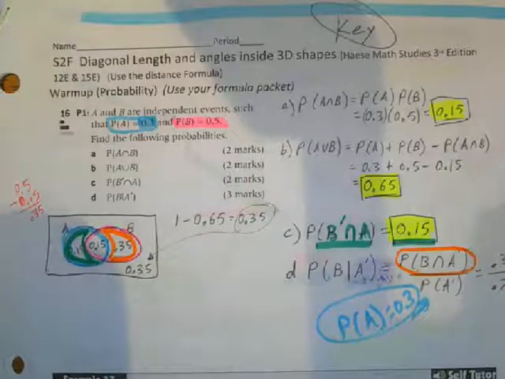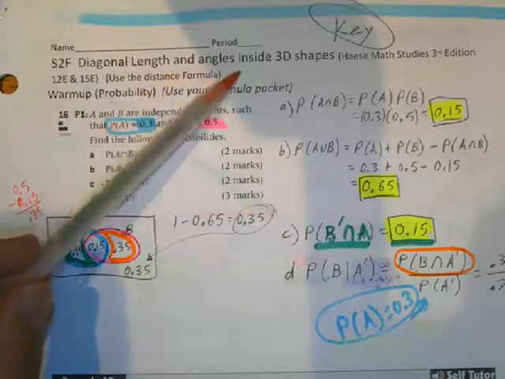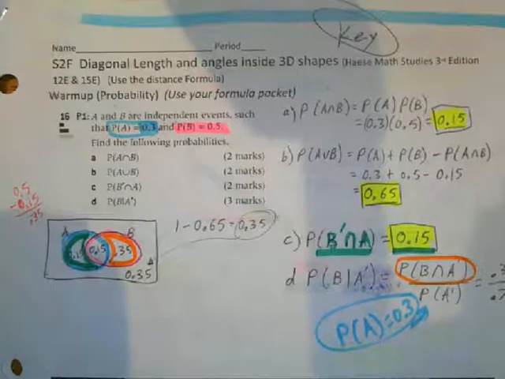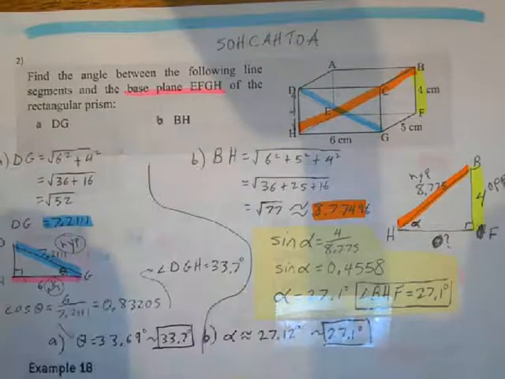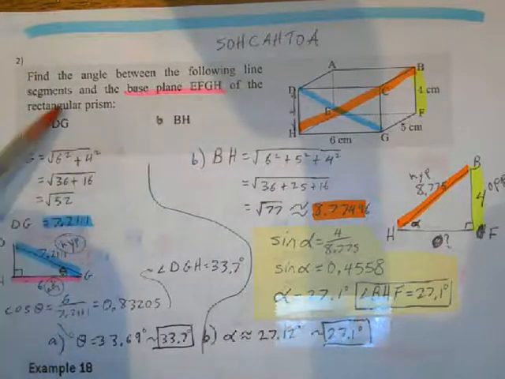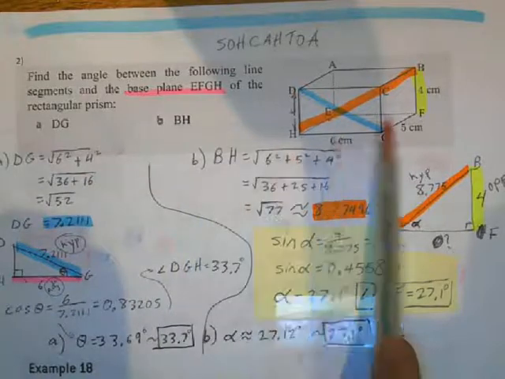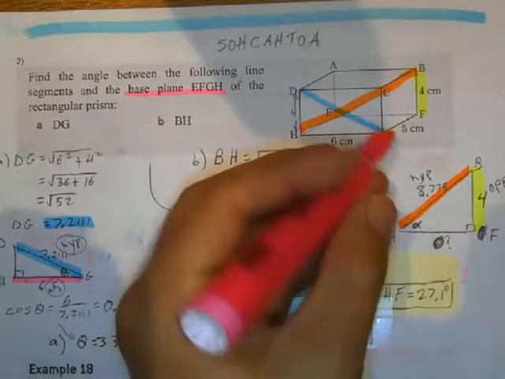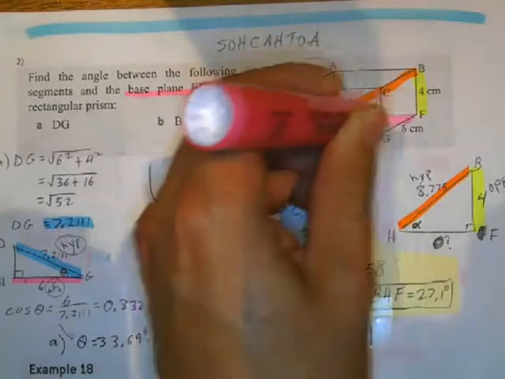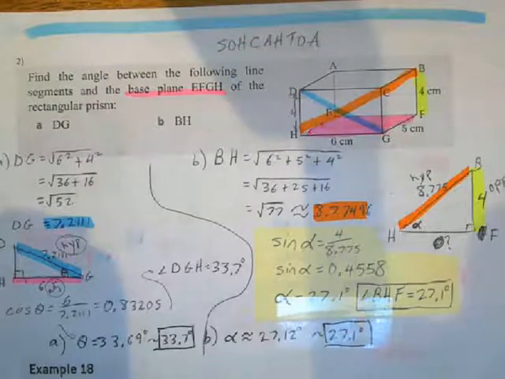Alright, I'm going to do the second page of the S2F diagonal lengths and angles inside 3D shapes. Okay, so in this problem, we're trying to find the angle between the following line and the base plane, which is EFGH. So that's the bottom of this shape here. Okay, so the bottom of the shape is this right here. Okay, so the floor of the box.